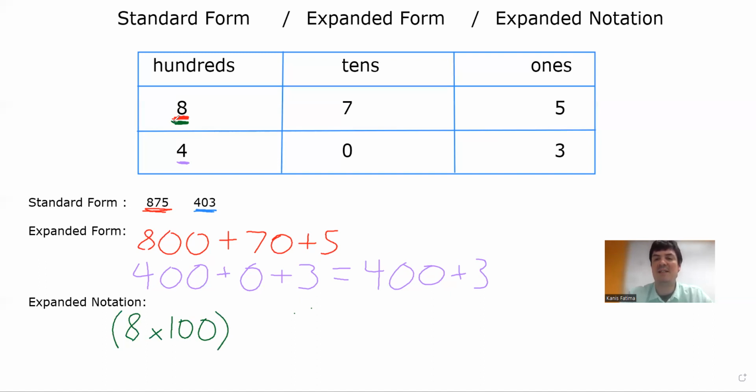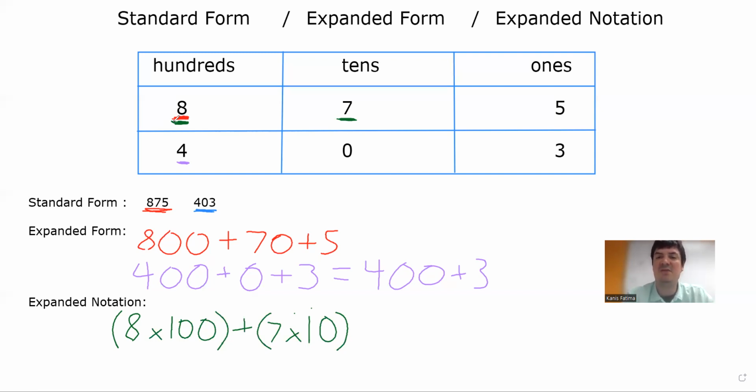Now I look at my second digit, 7. 7 is in the tens column. So again, I'm going to add parentheses. Now, because I have 7 tens, that's the same thing as 7 times 10. Because again, my digit is 7 and it's in the tens column. So 7 tens is the same as 7 times 10.